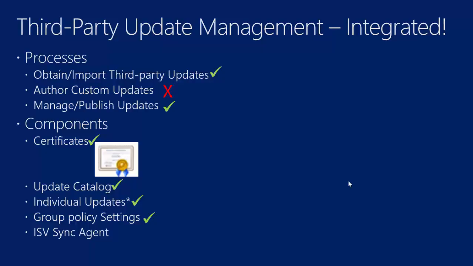Okay, so there's, again, group policy settings, like always. The only component we add on top of what we have for SCUP is this thing called the ISV sync agent. This ISV sync agent will be present on every software update point in the hierarchy. It will only be active and functional on the top level software update point. On all of the other ones, it will be there, but it will be inactive. And I'll show you that as we go along here.